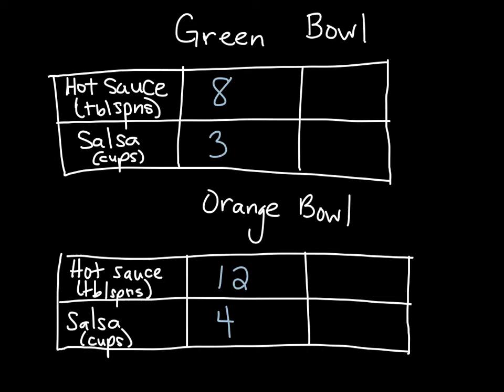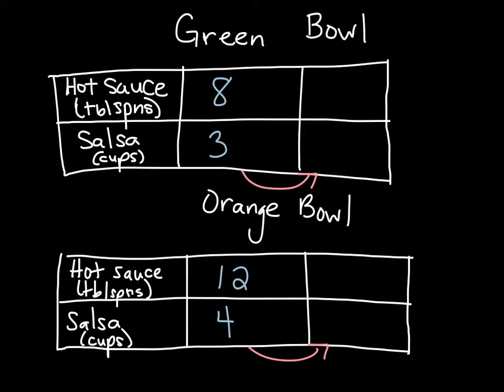So here's what we can do. We can set up a ratio table for the green bowl and the orange bowl, and we started with our ratios of 8 tablespoons of hot sauce to 3 cups of salsa, and then 12 tablespoons of hot sauce to 4 cups of salsa. And what we said is we're going to try to find an equal amount of either salsa or hot sauce to compare them, because right now it's too hard to compare when they don't have the same amount of either to actually know which one's hotter.